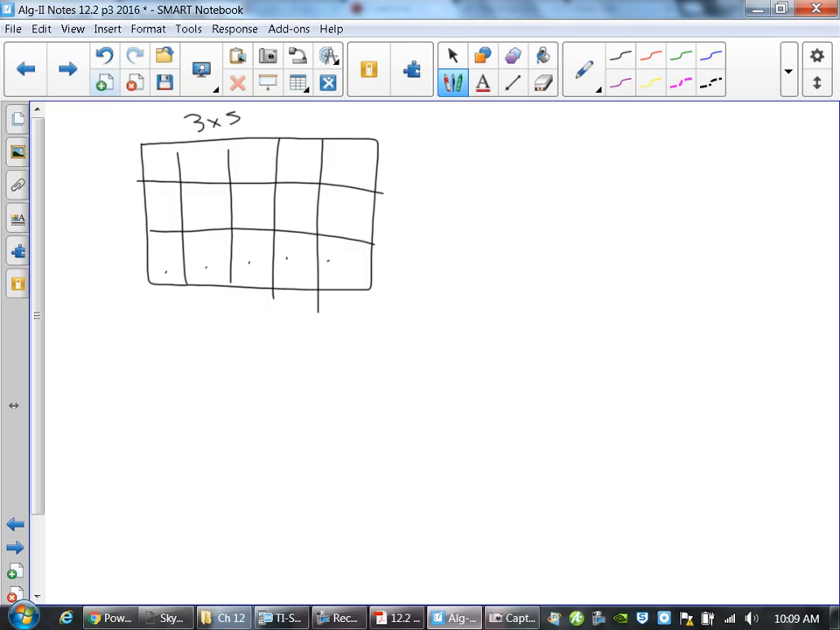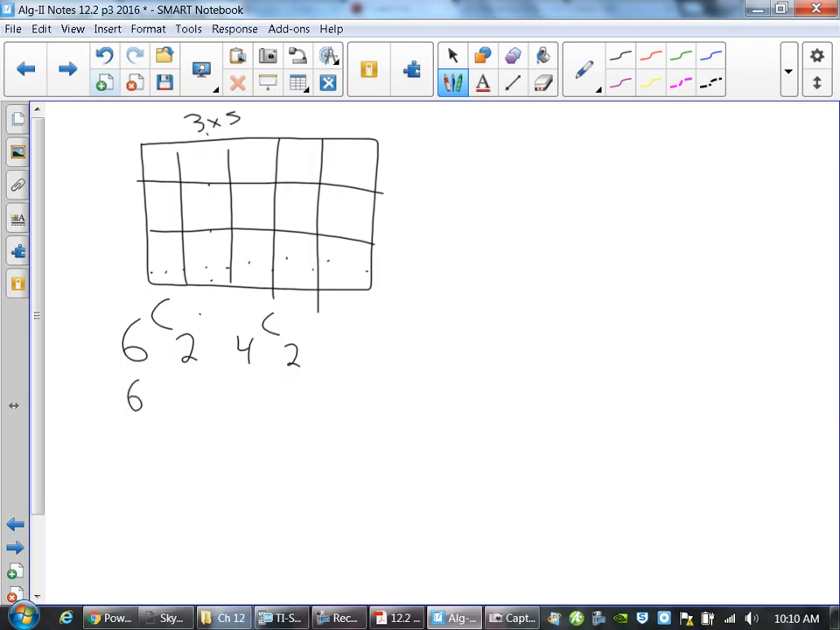So we do the 3 by 5 one. How many vertical lines are there? 1, 2, 3, 4, 5, 6 of them. Six of those, pick 2, and then there are 1, 2, 3, 4 horizontal ones, pick 2. Why do you have to pick 2? Because it says 2 horizontal and 2 vertical.